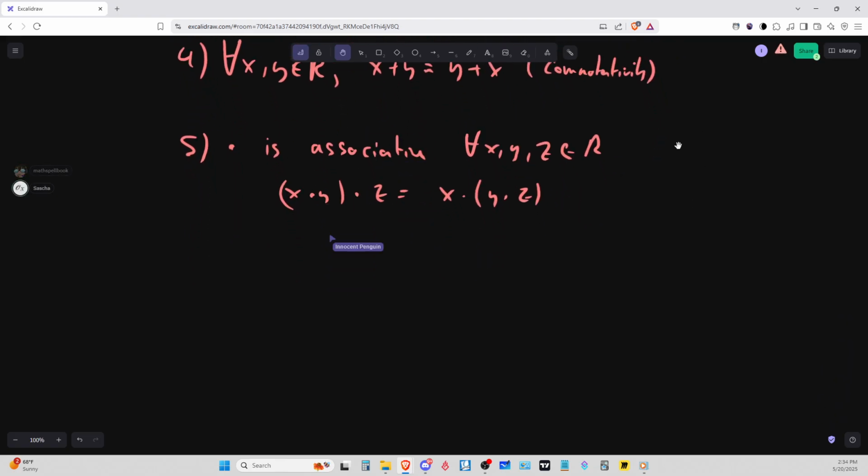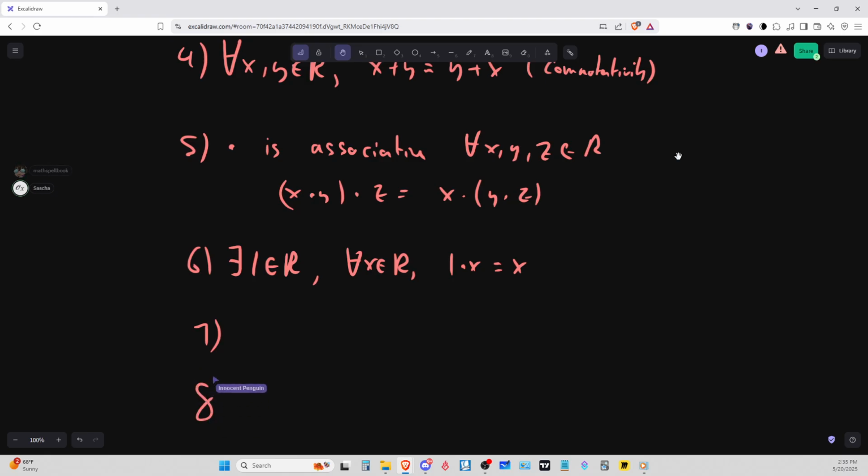What else do we need? We need a neutral element for the multiplication. So there exists an element which we're going to call 1 inside of our ring R, inside of our set R, such that for all x inside of R, we have that 1 times x is equal to x. Those are the properties for multiplication.